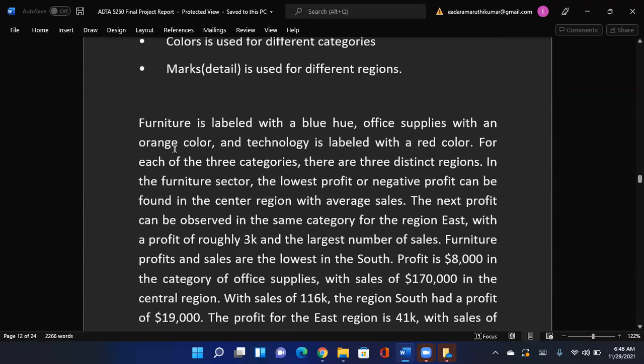Let's look into this one. Furniture is labeled with blue, as I already told you. Office supplies is orange, and technology is labeled with red. For each of the three categories, there are three distinct regions, as we already told you. In the furniture sector, the lowest profit and negative profit can be found.